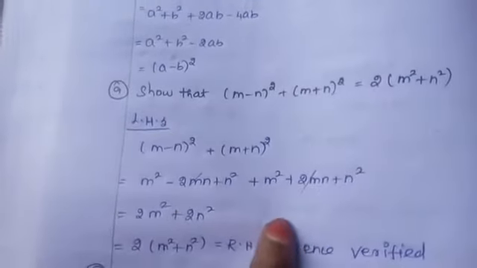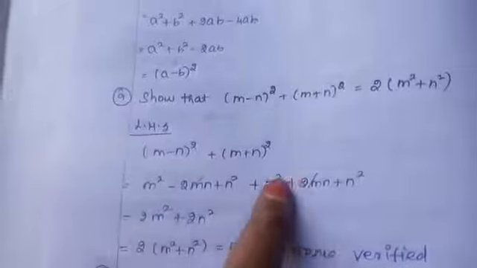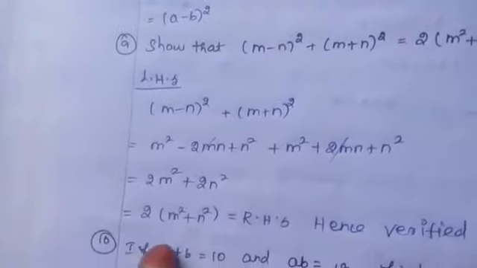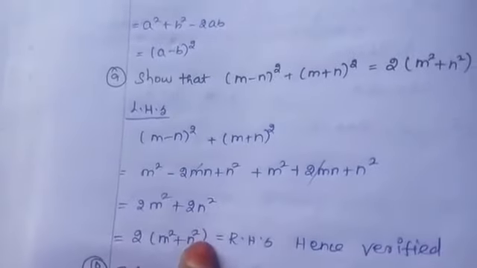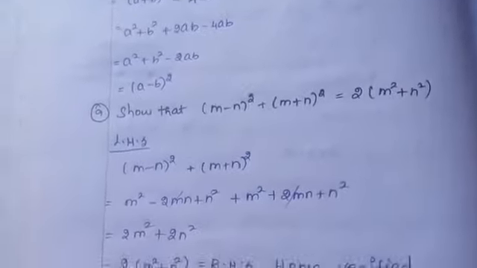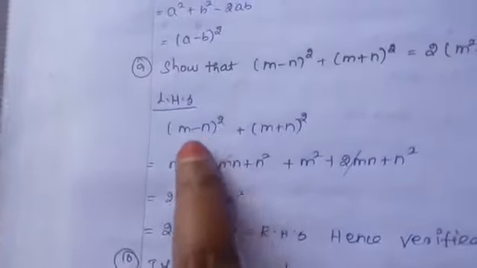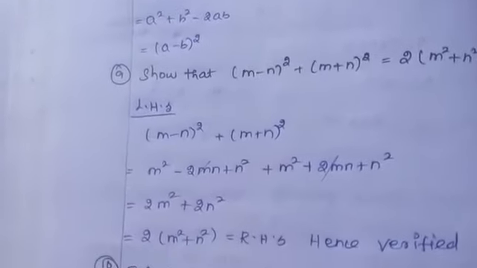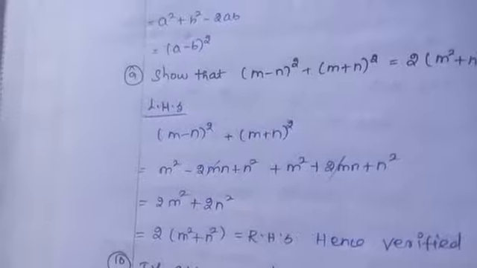The same way, (m plus n) the whole square is m square plus 2mn plus n square. Minus 2mn plus 2mn get cancelled: m squared 2m squared, n squared 2n squared, commonly take out the 2 outside, m squared plus n squared. That's the RHS value. You want to apply two formulas, (a minus b) the whole squared formula and (a plus b) the whole squared formula. Finally we are getting the answer. That's all.